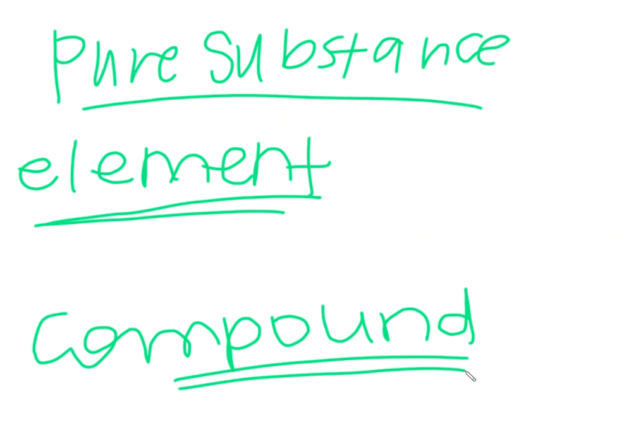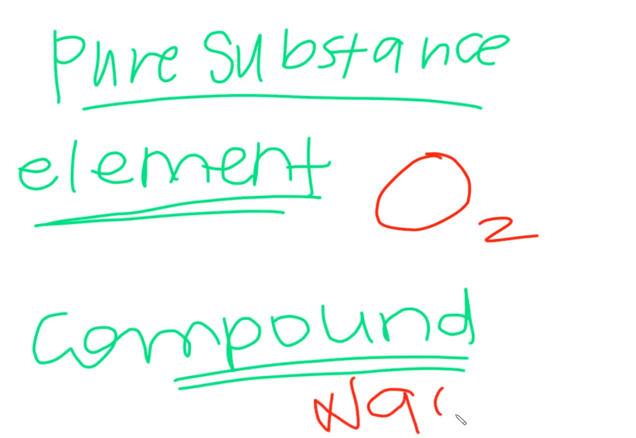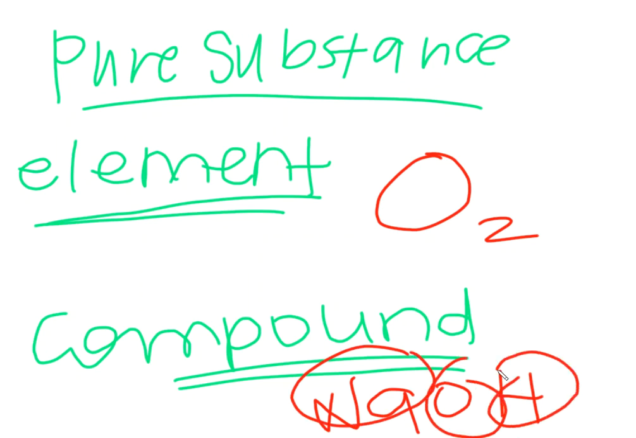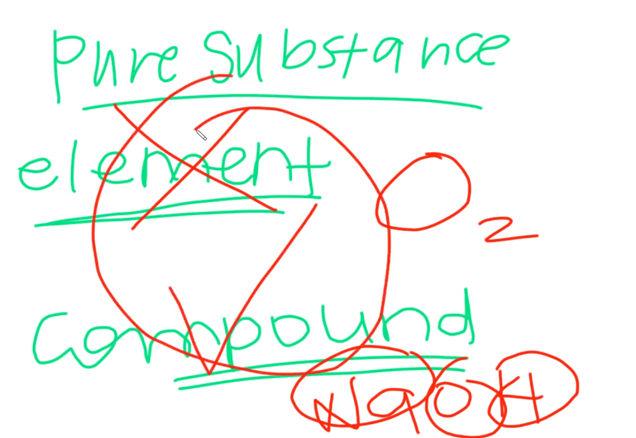An example of an element would just be O, or O2. An example of a compound would be NaOH, which can be broken down into Na, O, and H. So this cannot be broken down, but this one can be broken down. But they are both pure substances.